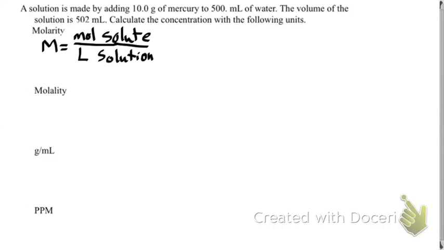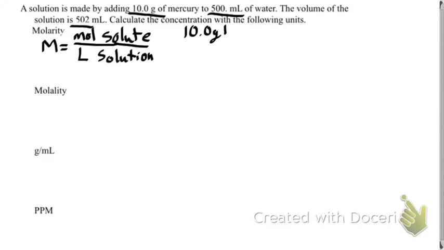Alright, now we have in this problem a 10-gram sample of mercury. It's dissolved in 500 milliliters of solvent. Water is our solvent, to give us a solution that is 502 milliliters in volume. So in this case, we need the liters of solution, and we need to convert these grams into moles. So the first step is going to be converting those grams to moles.